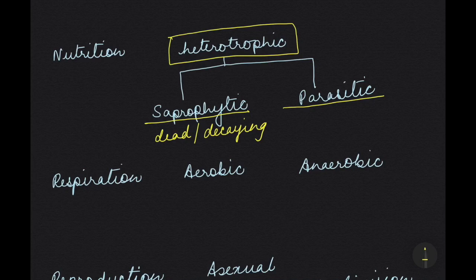The bacteria secrete powerful enzymes into the surrounding food. Okay, especially in saprophytic. Supposing this is the food, the bacteria will settle here, and then what will they produce? They will produce enzymes, and these enzymes will dissolve the food which is here. It will digest the food, and this food is then absorbed by the bacterial cell.